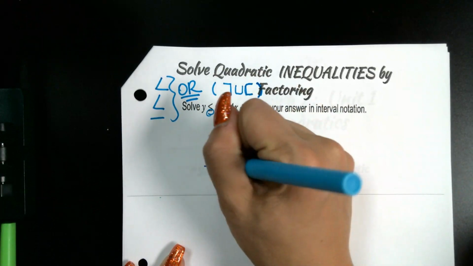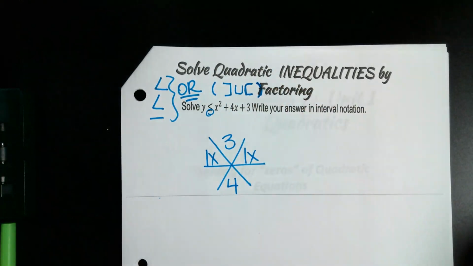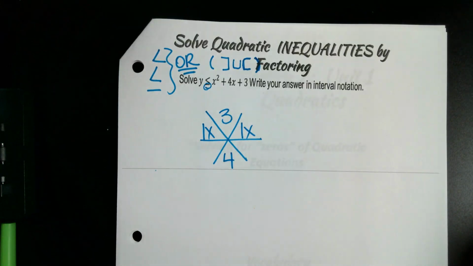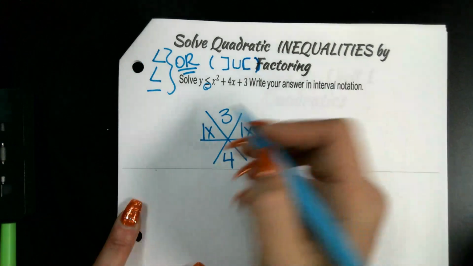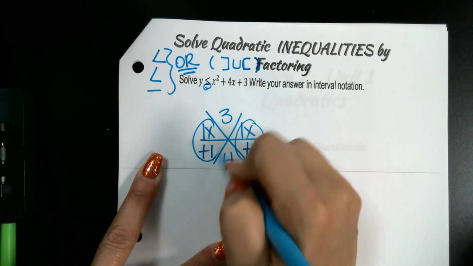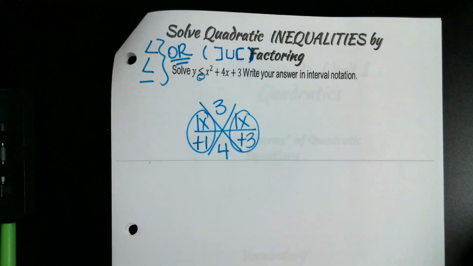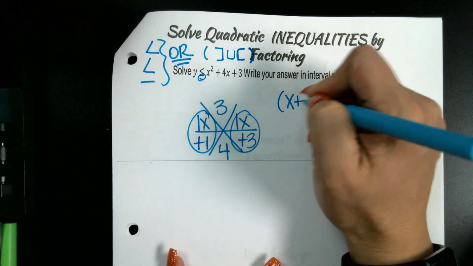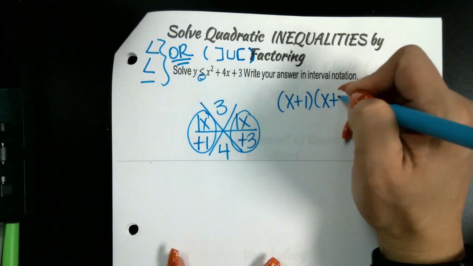And then they gave you 3 again. I promise you, it's not always going to be 3. For some reason, they just kept using 3 and 4. Anyway, what are my 2 factors? Positive 1 and positive 3 this time. They're both positives. So we have x plus 1 times x plus 3.